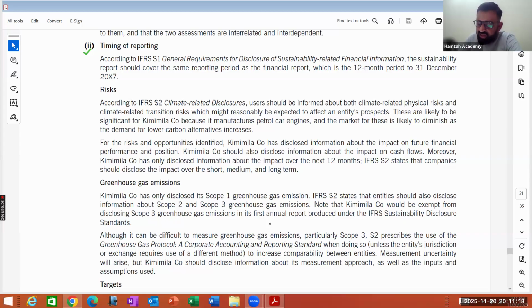Although it can be difficult to measure greenhouse gas emissions, particularly scope 3, the standard prescribes the use of the Greenhouse Gas Protocol: A Corporate Accounting and Reporting Standard when doing so, unless the entity's jurisdiction or exchange requires use of different methods, to increase the comparability between entities. Measurement uncertainty will arise, but K company should disclose information about its measurement approach as well as the inputs and the assumptions they have used to measure the scope 2 and scope 3 carbon dioxide emissions.